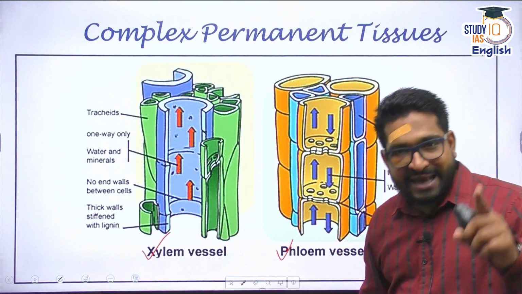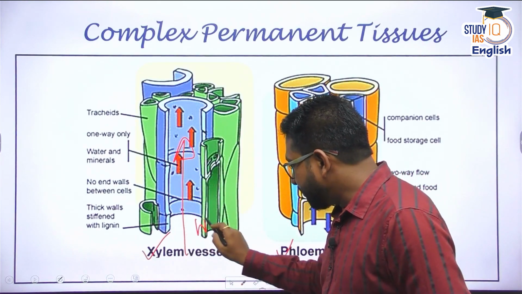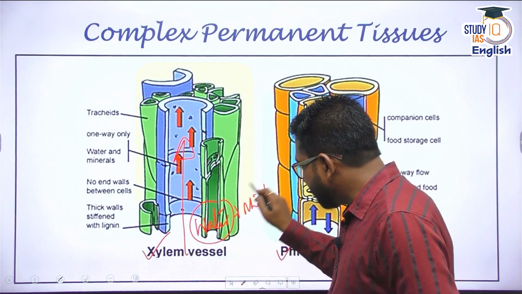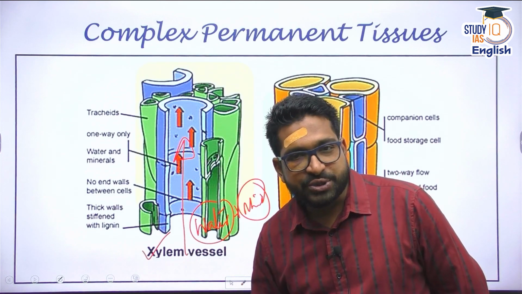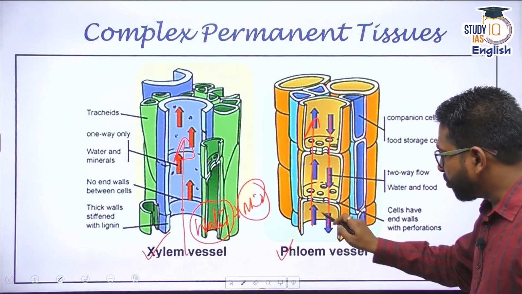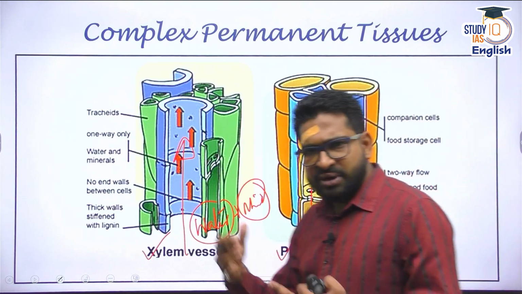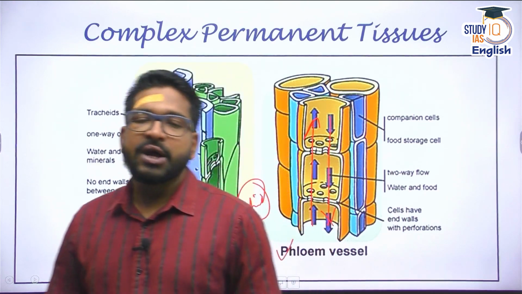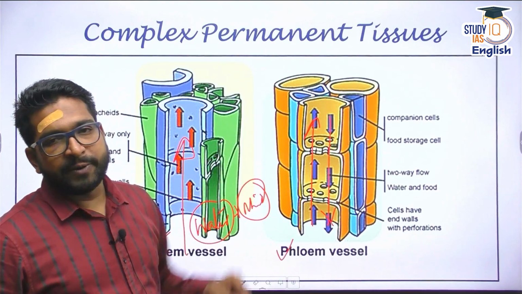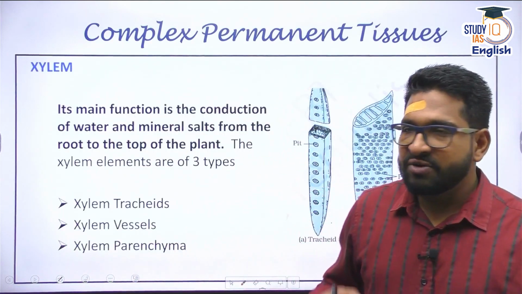You do know xylem is a one-way traffic of water, and one-way traffic of water plus the minerals that are absorbed by the plant roots. Whereas phloem is a two-way transport of everything: water, food, storage, minerals, gases, everything. It's a two-way transport of water and nutrients. You can see water and food are transferred through phloem. Now let's talk about these complex permanent tissues of xylem and phloem one by one.